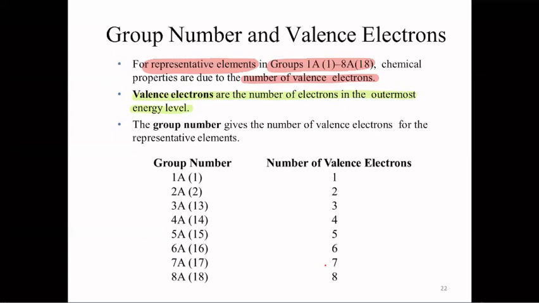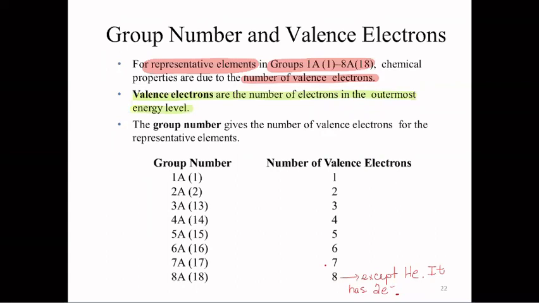Now, there is an exception to the rule. Many times you are going to hear me say that. When it comes to the exception to the rule, helium in 8A is the only one that doesn't fit this rule of 8 valence electrons, because helium only has 2 electrons in its outermost shell.